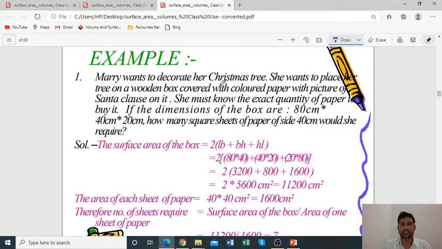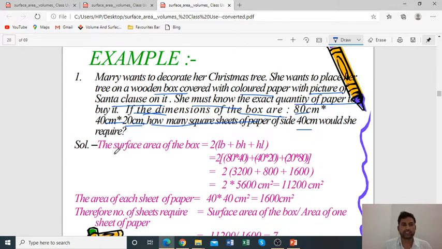Mary wants to decorate her Christmas tree. She wants to place her tree on a wooden box covered with colored paper with pictures of Santa Claus on it. She must know the exact quantity of paper to be bought. If the dimensions of the box are 80 centimeter, 40 centimeter and 20 centimeter, that is length, breadth and height, how many square sheets of paper of side 40 centimeter would she require?